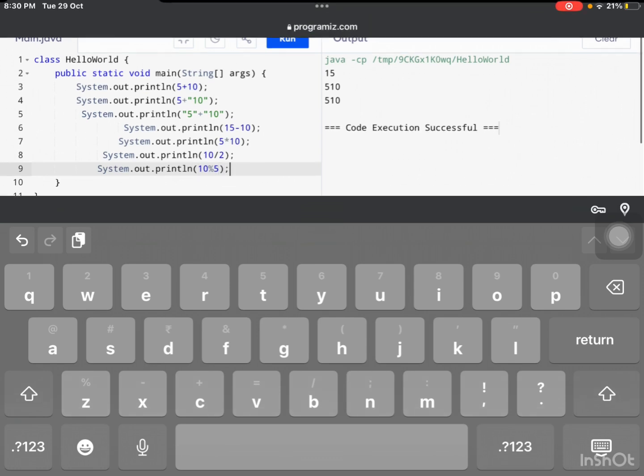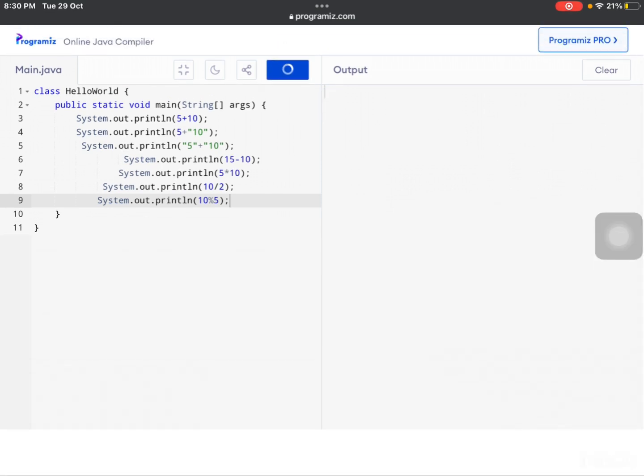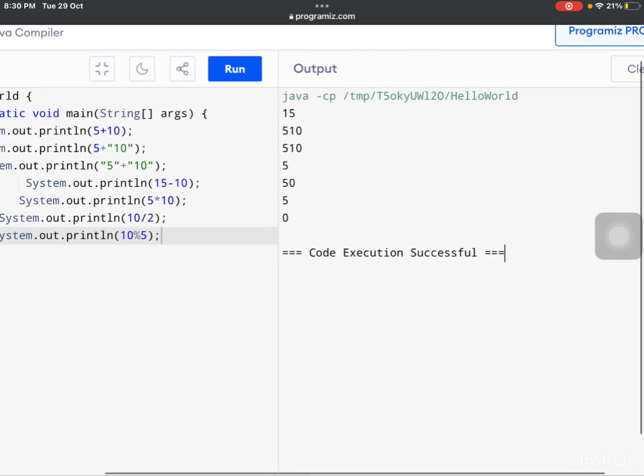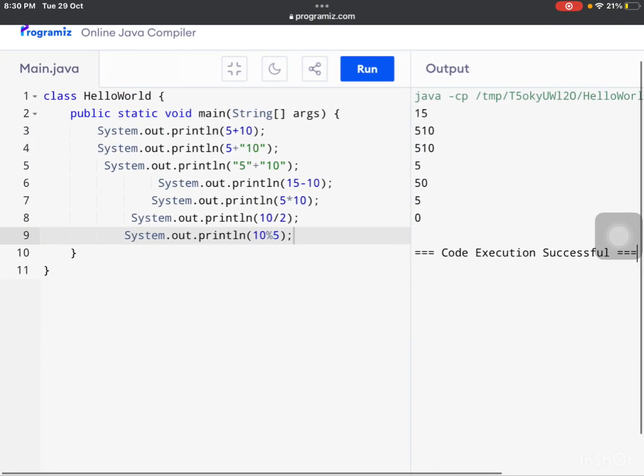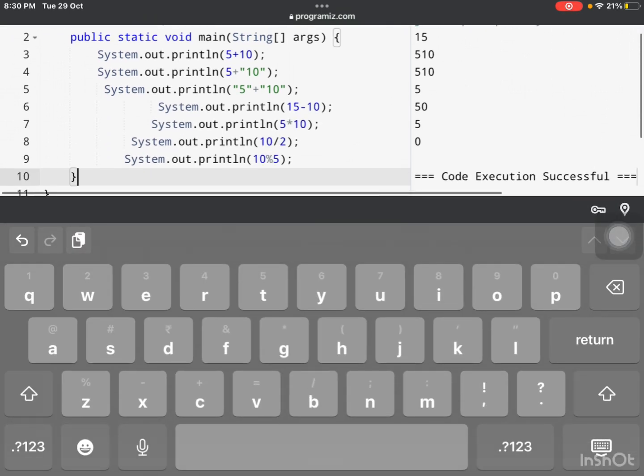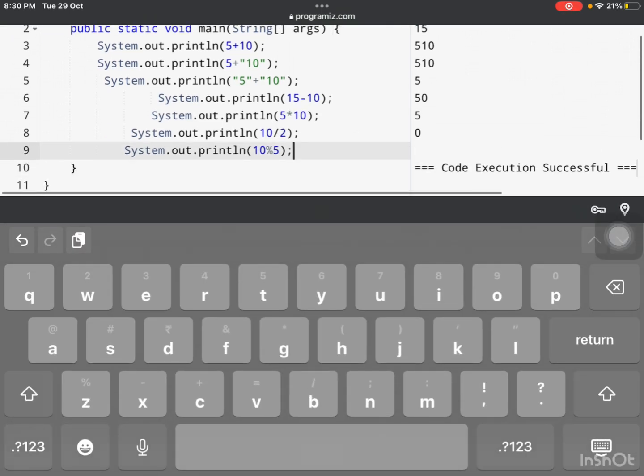Now we will run the code and we will get the same output as we expected. Yes, we get the output same as expected. 15 minus 10, we get 5. 5 into 10, we get 50. 10 by 2, we get 5. 10 modulus 5, we get 0, which is the remainder.